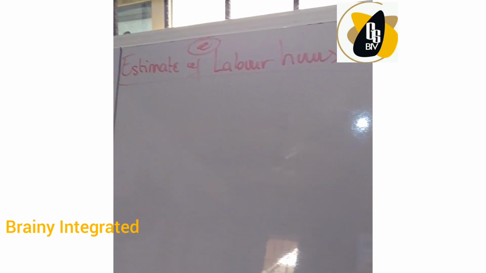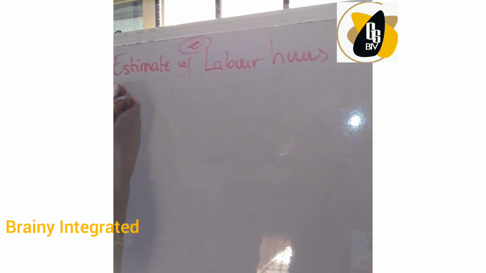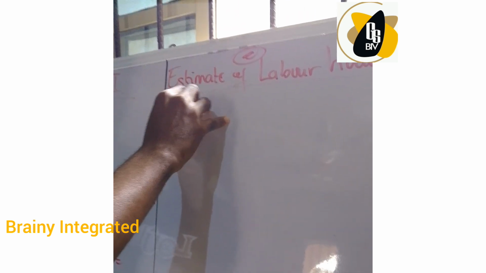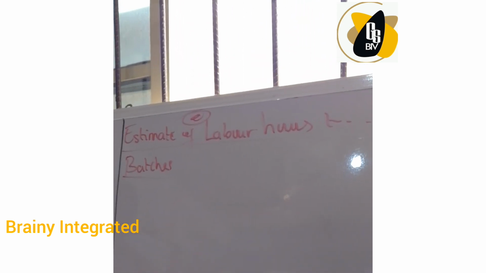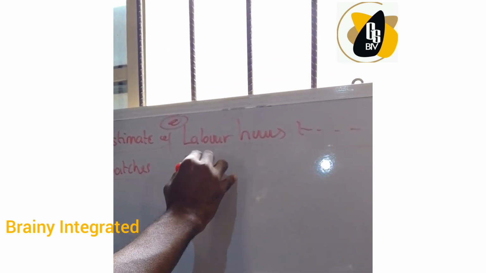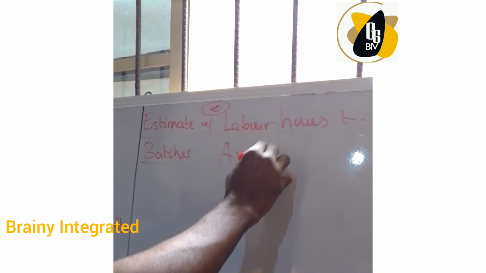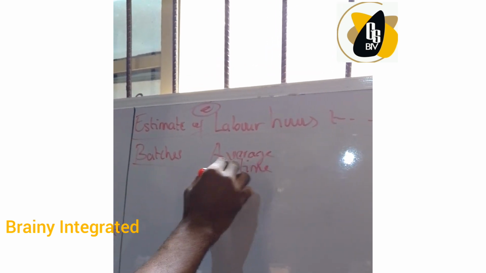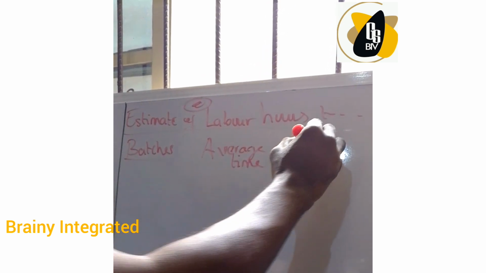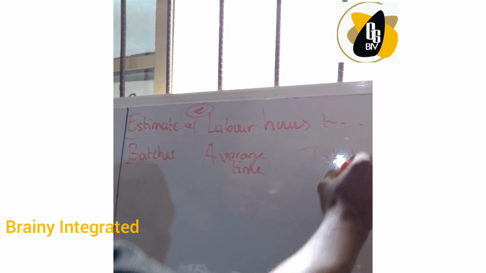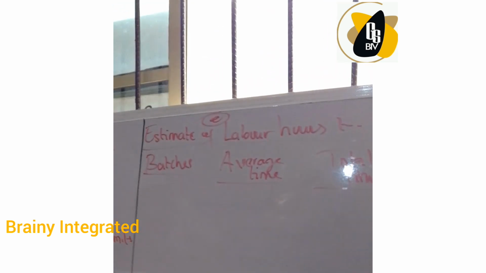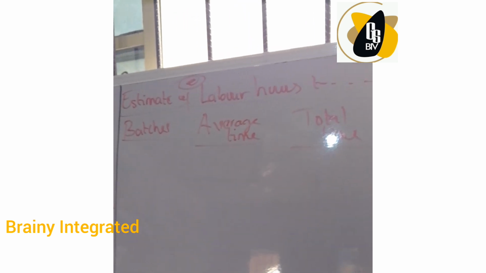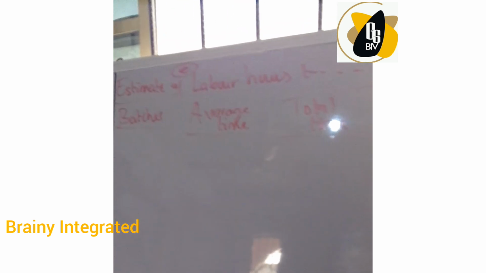To fulfill the contracts. Okay? So the first thing that we'll bring is the batch. After the batch, we'll bring the average time. And after the average time, we'll have the total time. Okay? So, now, they have already given us a clue about the batches.